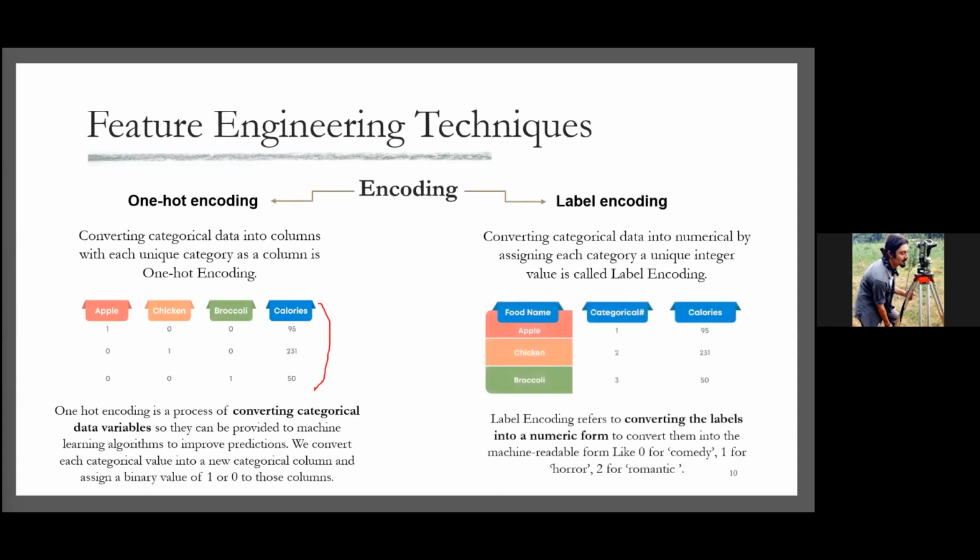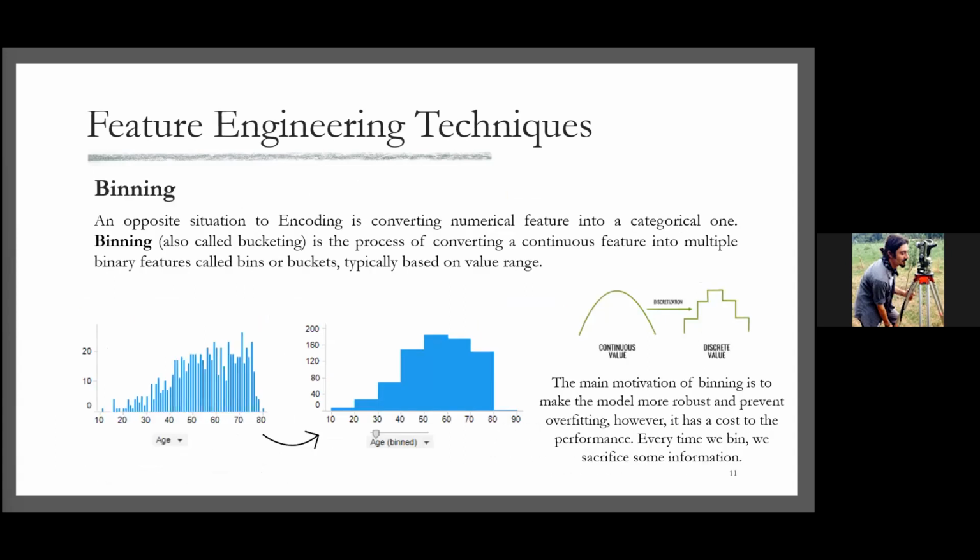And label encoding is about converting labels into numeric form. So we can use one for apple, two for chicken, or if we have a movie data set like in here, we can say 0 for comedy type of movies, 1 for horror, and 2 for romantic movie series. And the second one is binning.